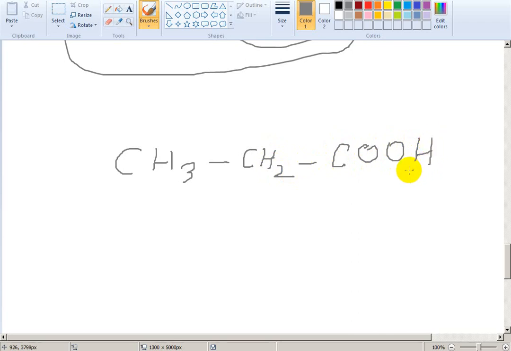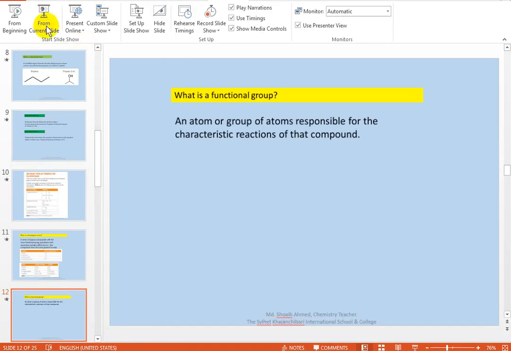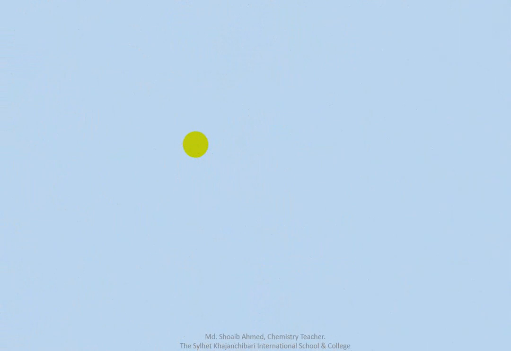Okay, which one is the functional group of this compound? This is propanoic acid. What is the functional group of this compound? Can you give me the answer? What is the functional group of this compound? COOH. Okay, this is the functional group of this compound. Thank you. The atom or group of atoms responsible for the characteristic reactions of that compound is called the functional group of the compound.